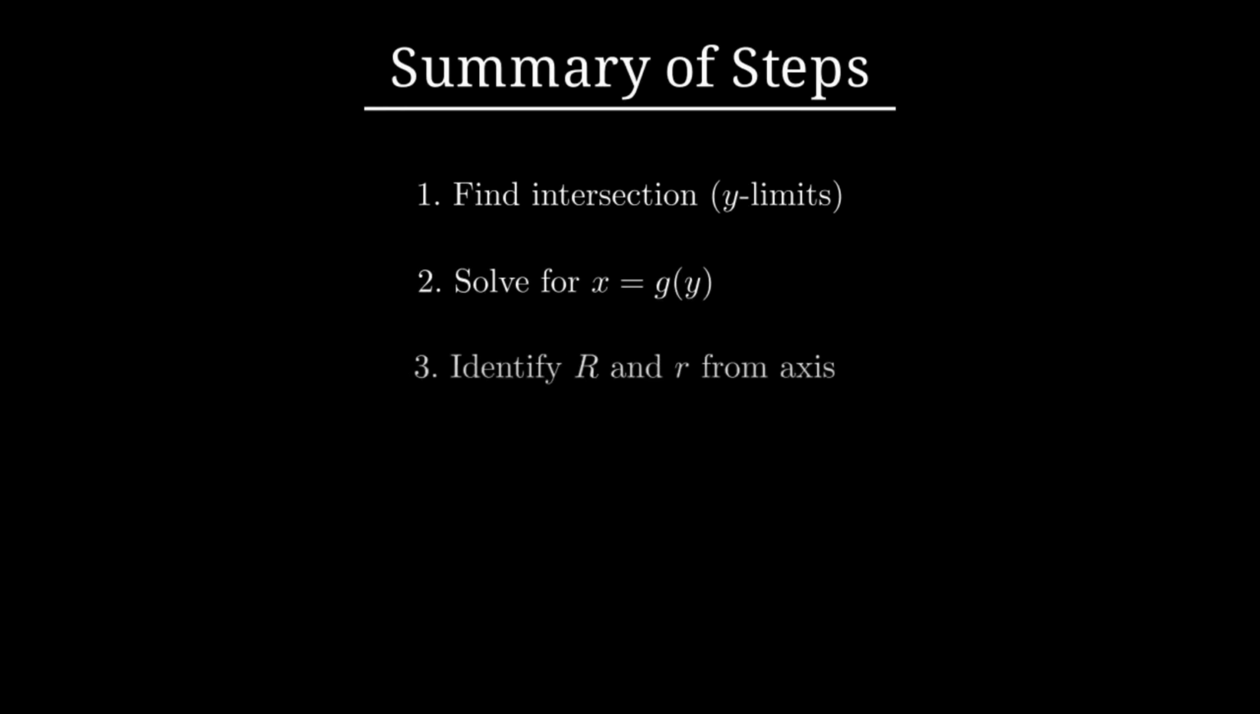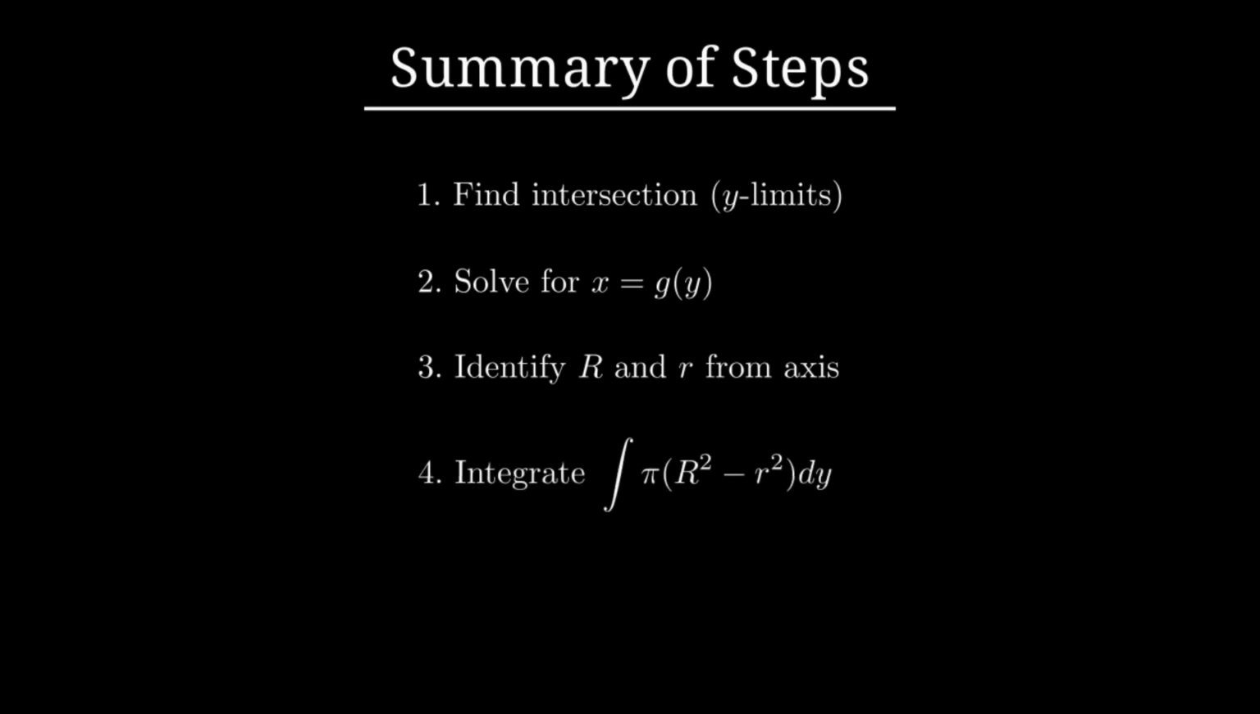To summarize, first, identify your region and the vertical axis x equals k. Second, ensure your functions are in terms of y. Third, determine your outer and inner radii by calculating the horizontal distance to the axis. Finally, set up and evaluate the integral from the lowest y value to the highest.